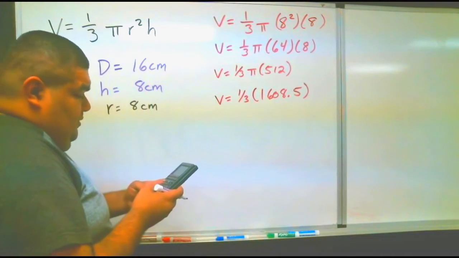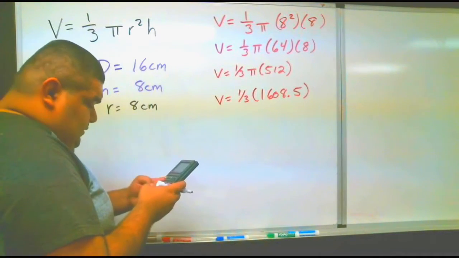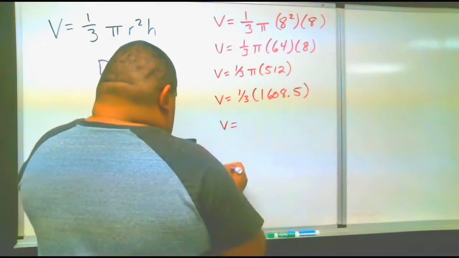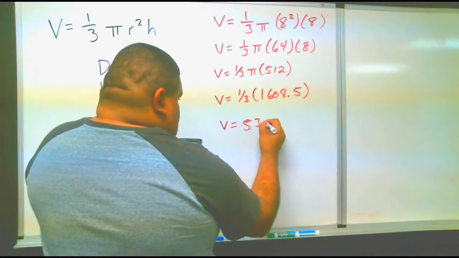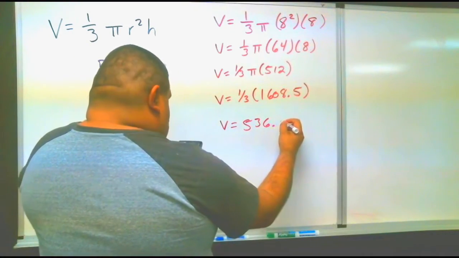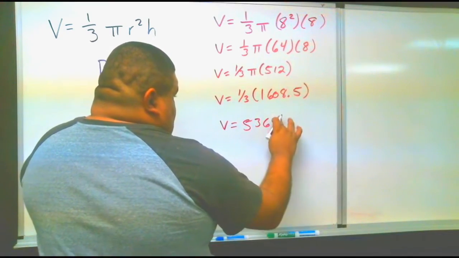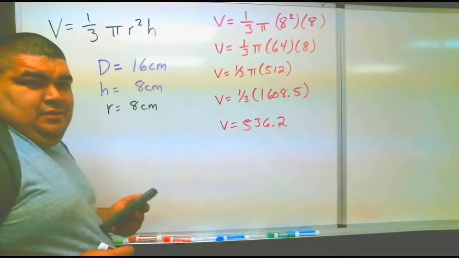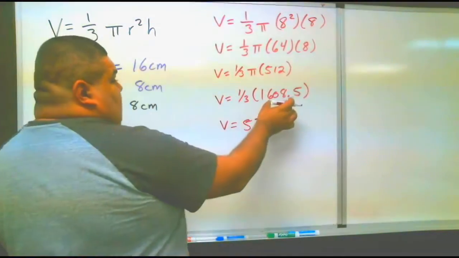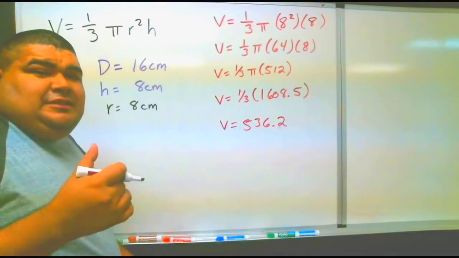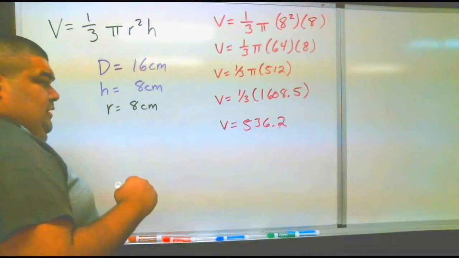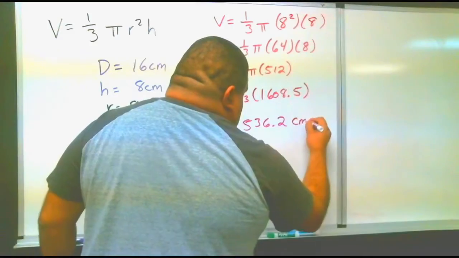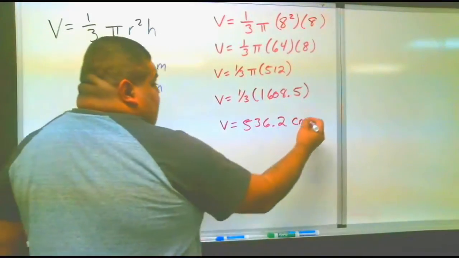1608.5 divided by 3 gives a volume of 536.16, where the 6 makes the 1 a 2. You might ask yourself, why did you divide? Because multiplying by 1/3 is the same as dividing by 3. So the volume is 536.2 centimeters, and since we're dealing with volume, it is cubed.